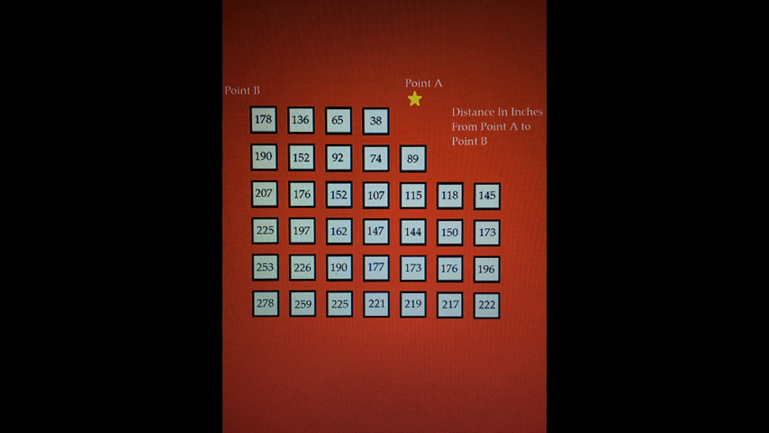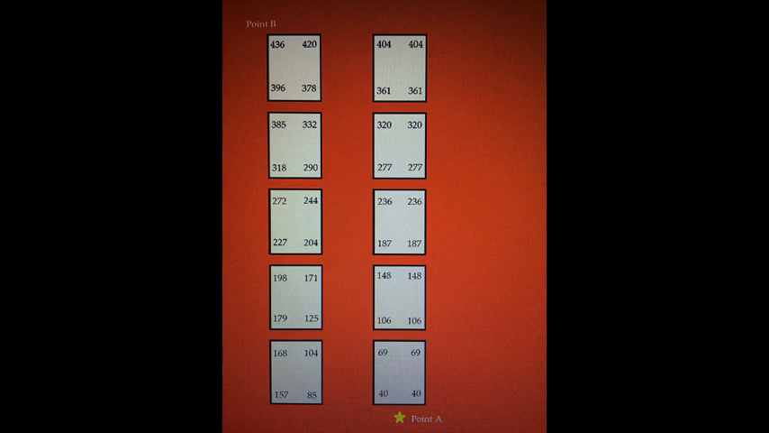Now we have to measure from point A to point B. Point A stands for the teacher's position. Point B stands for the squares, or the students' desks within the class. We have to measure from point A to point B, and we calculate the inches between those two distances. Here is the list of the inches for each position in class set 1. Now here are the measurements for class set 2.